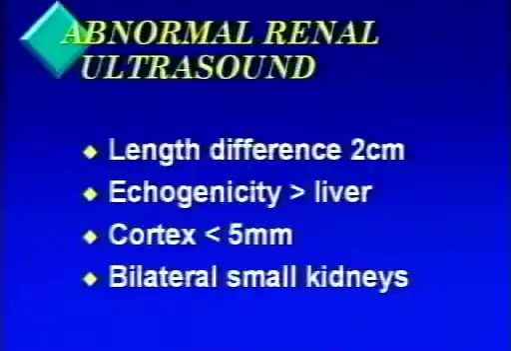When we have an abnormal renal ultrasound, one of the things that we'll be looking for is a length difference of 2 centimeters or more. A difference of 2 centimeters may indicate that the patient has a renal artery stenosis on the side of the smaller kidney. Also, in renal abnormalities, we might see that the echogenicity of the kidney is greater than the liver, and this is also considered to be abnormal. And of course, cortex thickness less than 1.1 centimeters, as well as bilateral small kidneys, would be an indication that there is some renal disease.